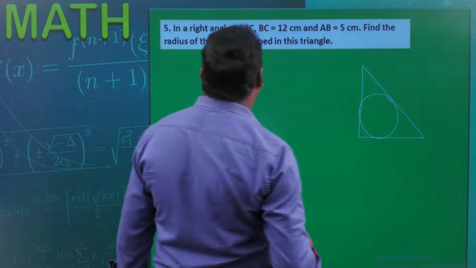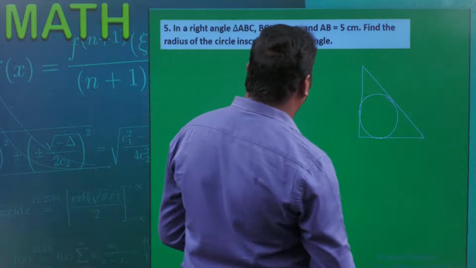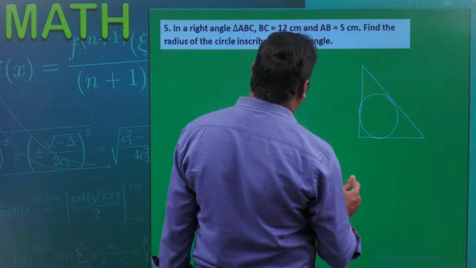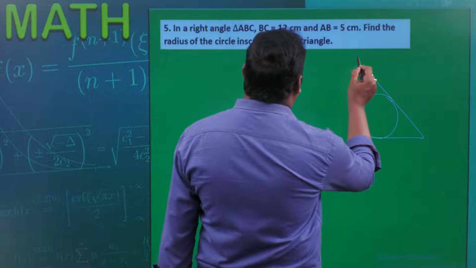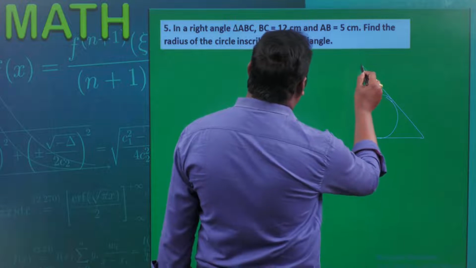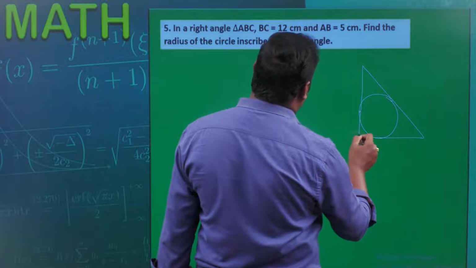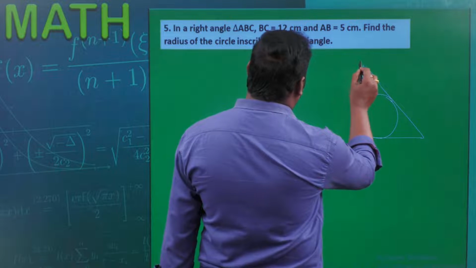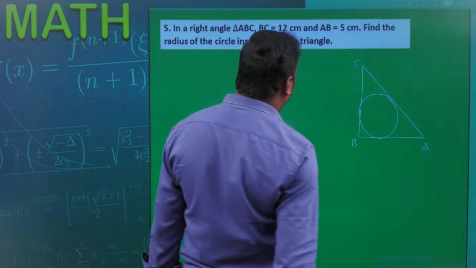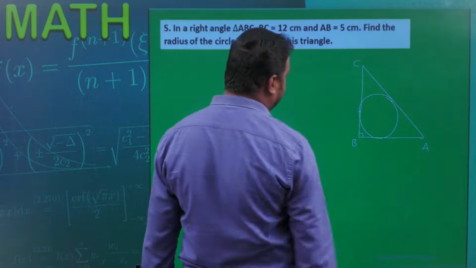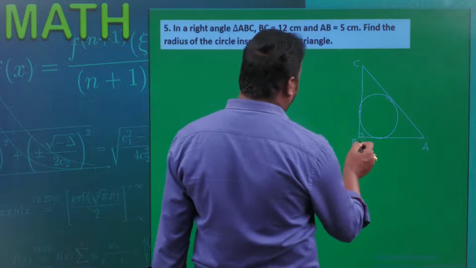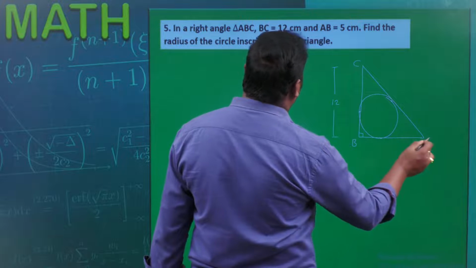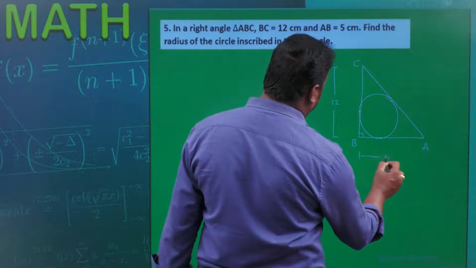What about the right angle here? BC is equal to 12, AB is equal to 5. So B is common here. If I take B here, then BC is equal to 12. This is B, this is C and this is A. Now obviously angle B is equal to 90 degrees. BC is equal to 12 centimeters, and BA is equal to 5 centimeters.